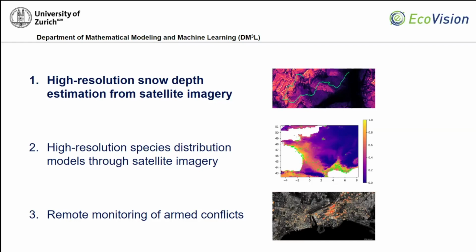The first one, we look at snow depth estimation from satellite imagery. And then the second one, we look at a new line of research that we are building up in my team, which is about biodiversity and more specifically species distribution modeling. I will show you this very first step that we are taking, and I hope I can convince you why this is a promising research direction for all of us. And then third, I will talk about the remote monitoring of armed conflicts project, which Olivier Dietrich is doing, who is also attending here today.